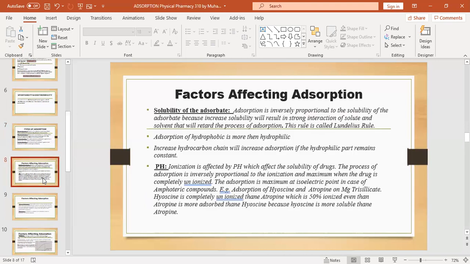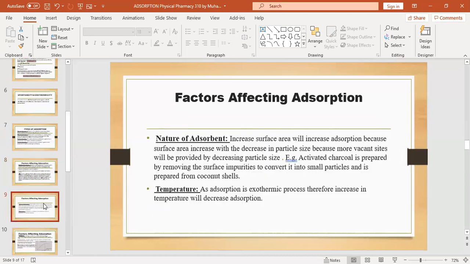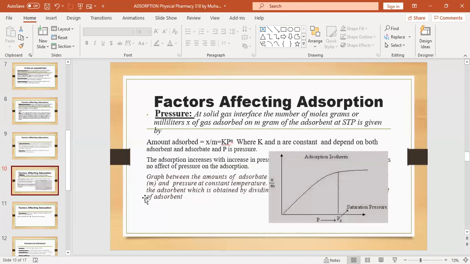Now, further factors affecting adsorption. Solubility is inversely proportional to adsorption. pH, as ionization depends on pH, and ionization also affects solubility. So pH and ionization are both inversely proportional to adsorption. Nature of adsorbent: increased surface area will increase adsorption. Temperature: as adsorption is an exothermic process, an increase in temperature will decrease adsorption. Next factor is pressure. Up to a certain limit, pressure is directly proportional to adsorption. At saturation pressure, the system becomes constant and no further adsorption will take place.